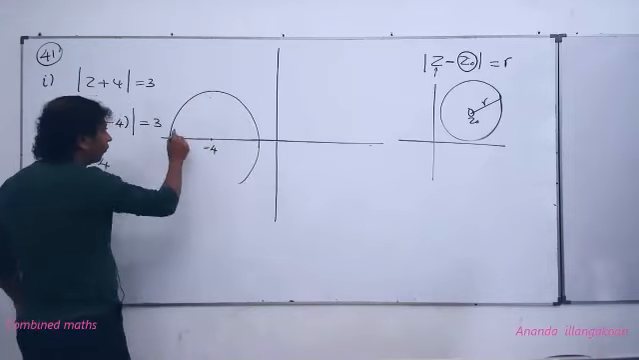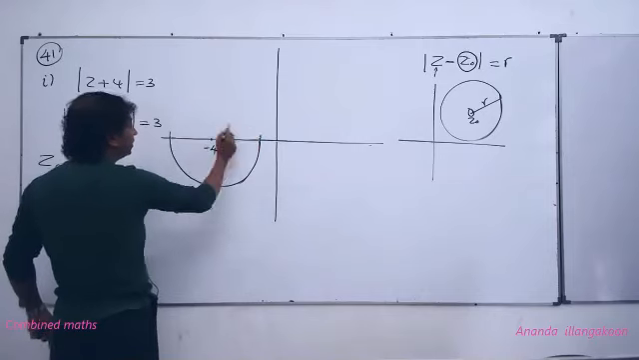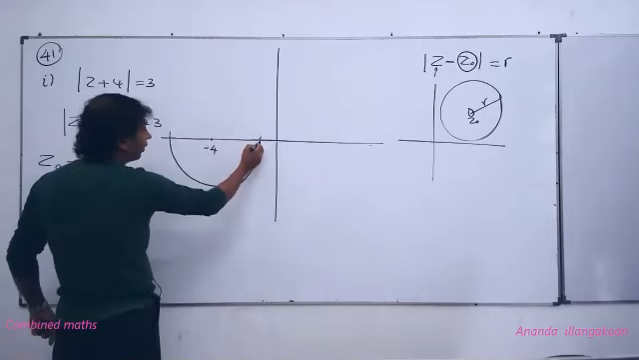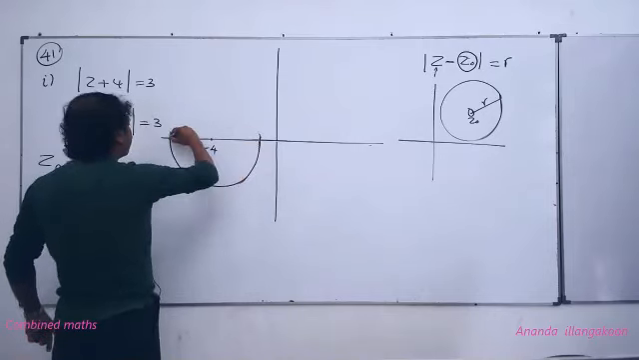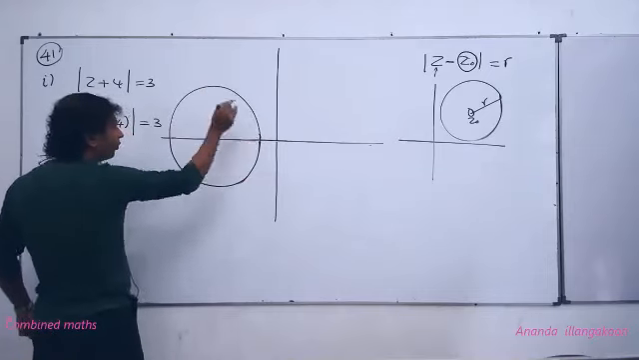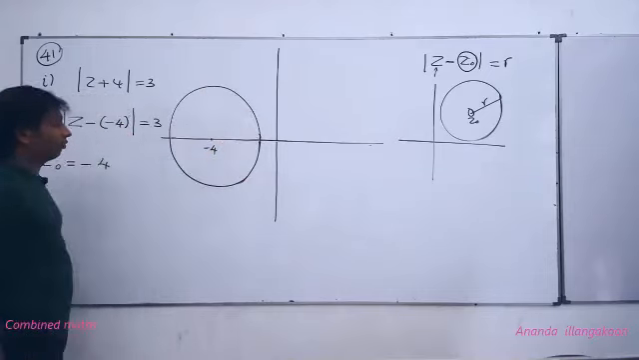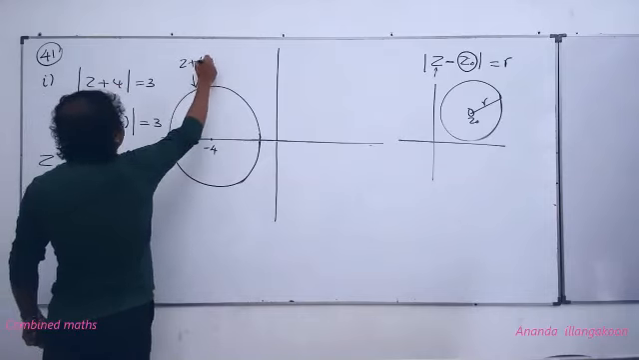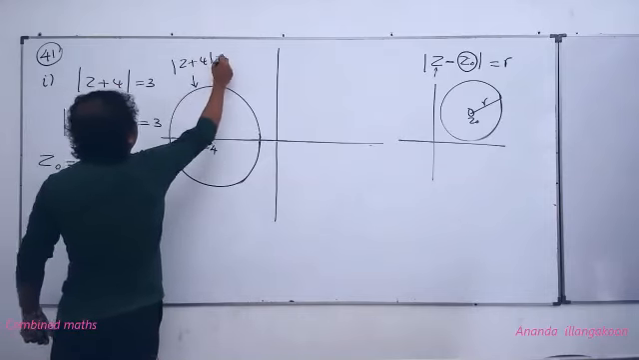Yes, the path. Okay, people, this is a circle. Radius is 3. Then what is the equation of this, people? Modulus of Z plus 4 equals 3. People, what is this Z?